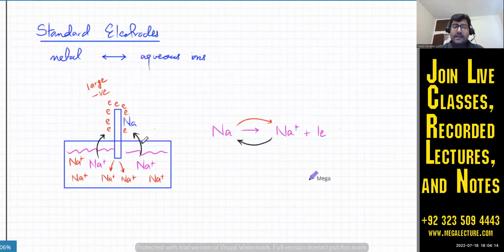Although sodium will continue to dissolve, the negative charge would be so large that it becomes a reversible reaction. The sodium ions will get attracted to the electrons back again. It is at this point that no further sodium ions will dissolve, although they are dissolving continuously, because at the same time they're getting attracted to the metallic rod back again. So the net quantity of sodium ions will remain unchanged. Is this clear? Yes or no?